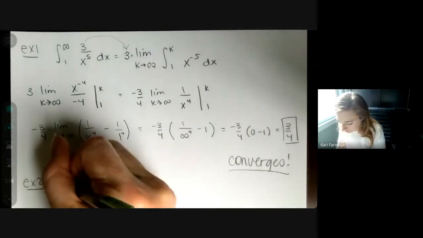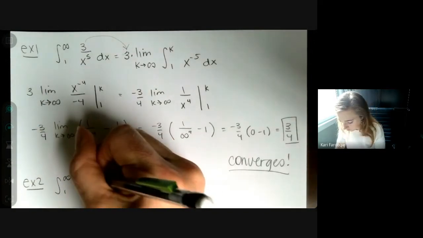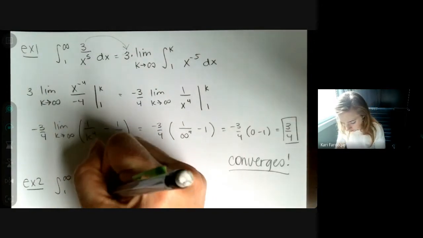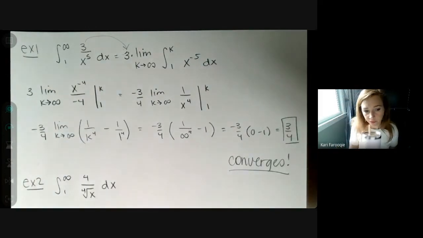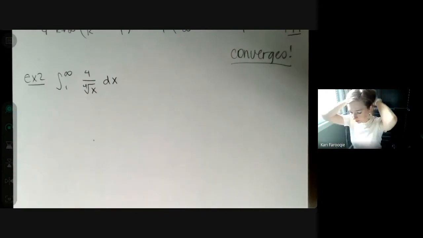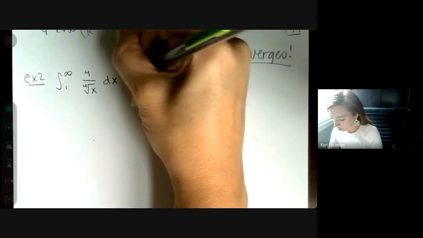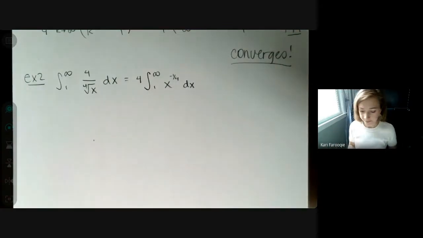Let's do another one. This one's going from 1 to infinity, and we have 4 divided by the 4th root of x dx. If this is bugging you before you even put the limit on, you can pull the 4 out if you'd like, and you can rewrite this as x to the negative 1/4 dx, if you want to do that.